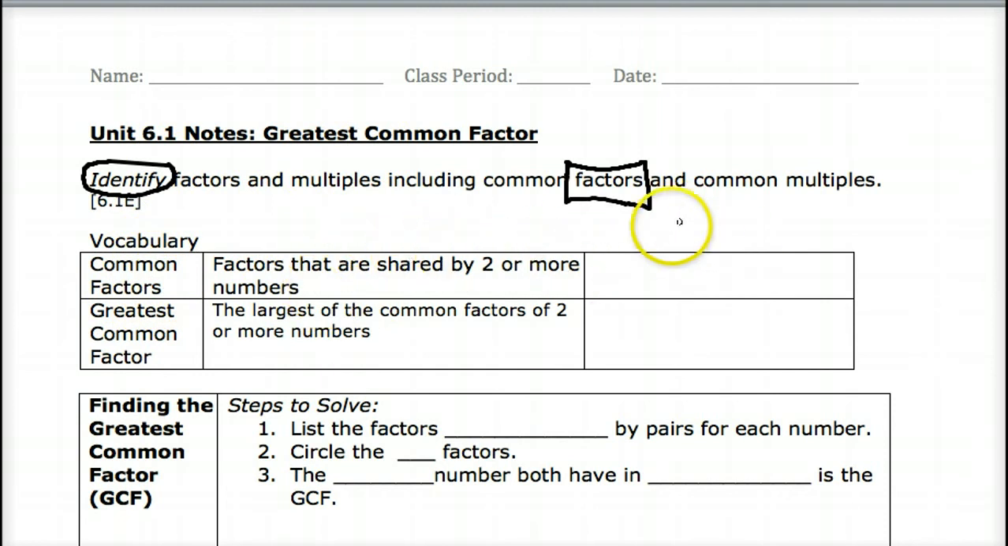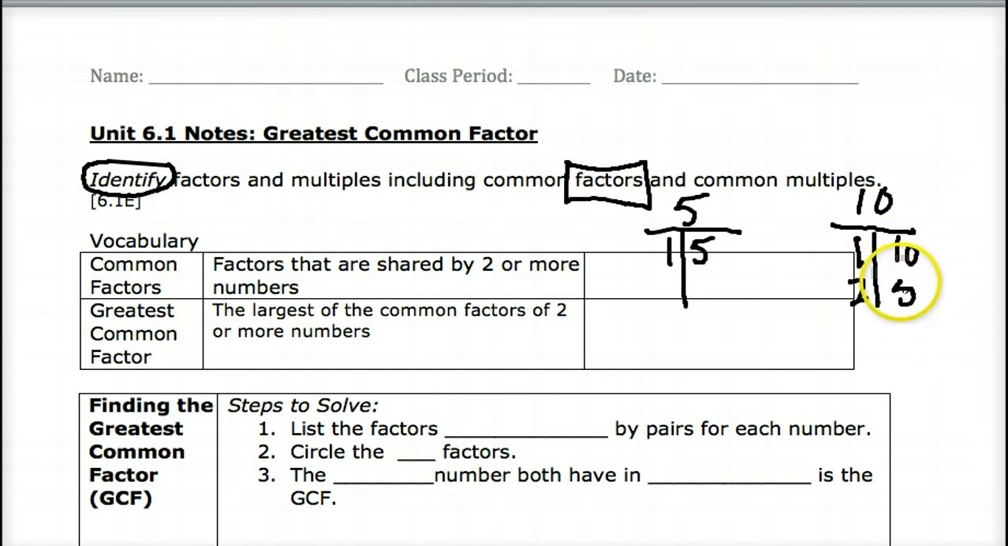So if we have the numbers 5 and 10, we know that the numbers that will multiply to get us 5 are 1 times 5. And that's it. Nothing else will divide evenly into 5. So if we have the number 10, we know that we would have 1 times 10 and 2 times 5. So the common factors are 1 and 5. So their common factors are 1 and 5.